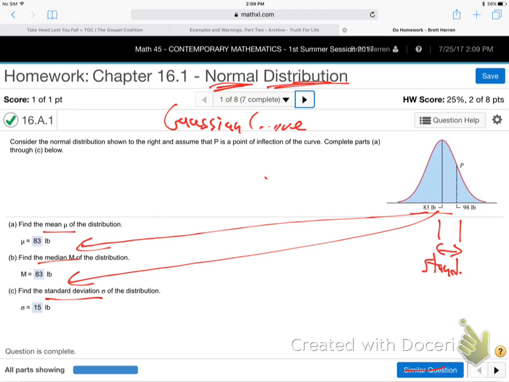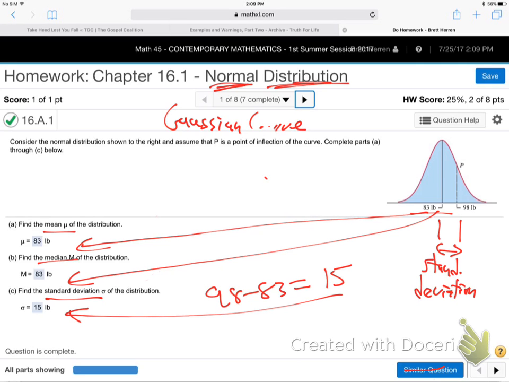That's the standard deviation. Remember, deviation is distance from the middle. So how far is that? How far is 98 from 83? Well, you just subtract them, and you get whatever that is, 15, and there's the answer for the standard deviation.